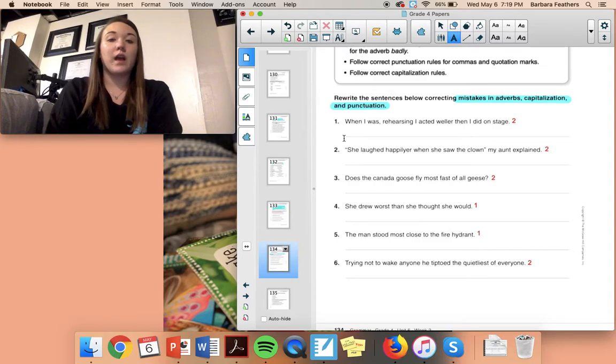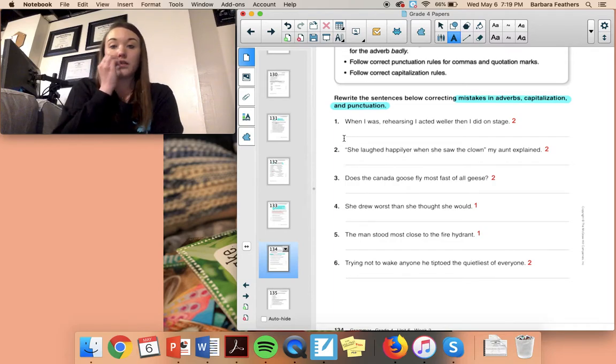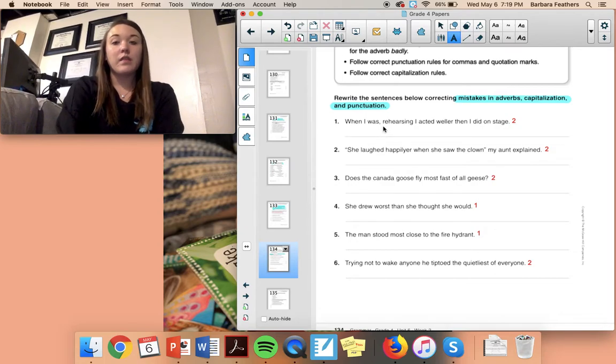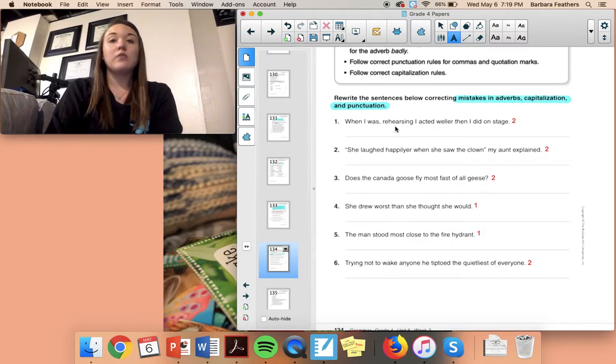Number 1 says, when I was rehearsing, I acted weller than I did on stage. This one has 2 mistakes. One is with a comma, and another is with an adverb. This comma placement should be after rehearsing because that is a dependent clause at the beginning of my sentence. You can even hear it when I read. When we use commas, it tells a reader to take a breath and pause.